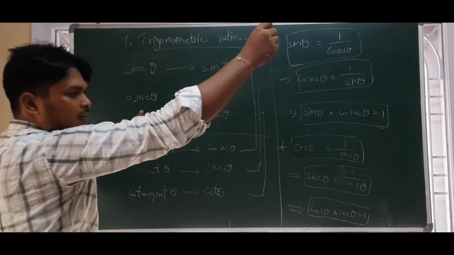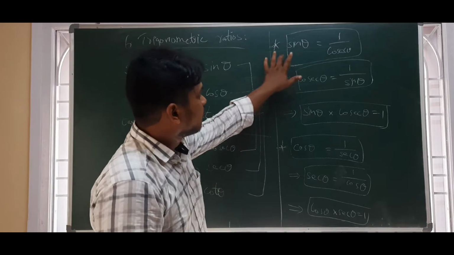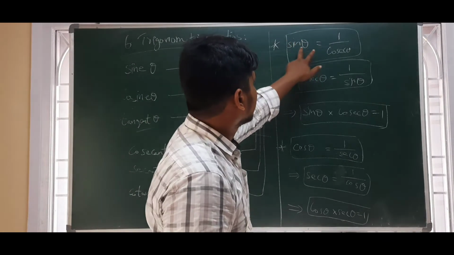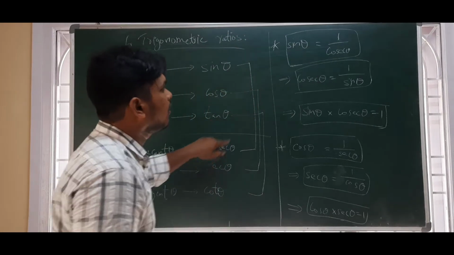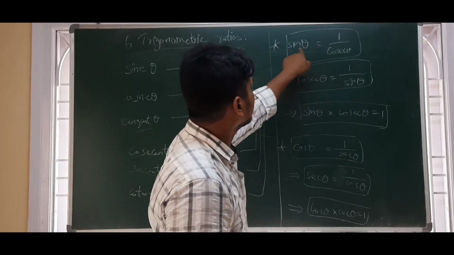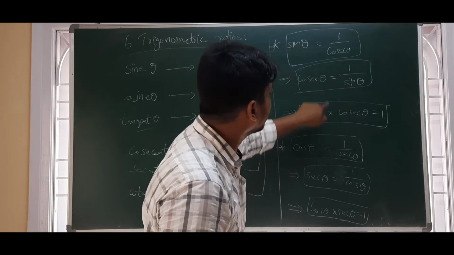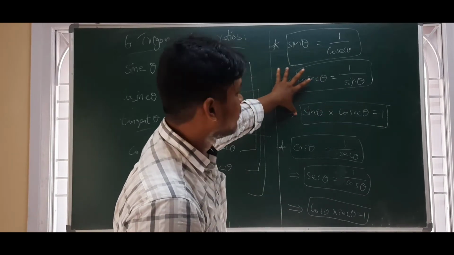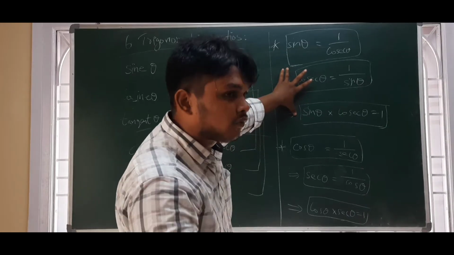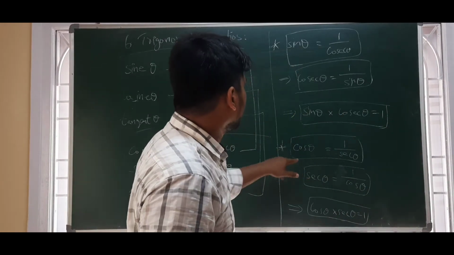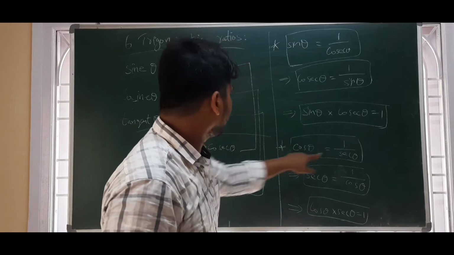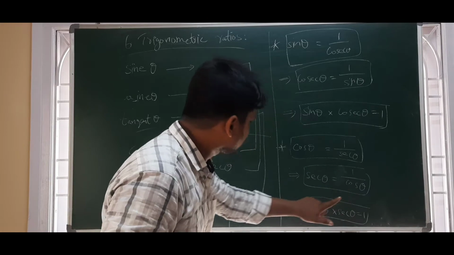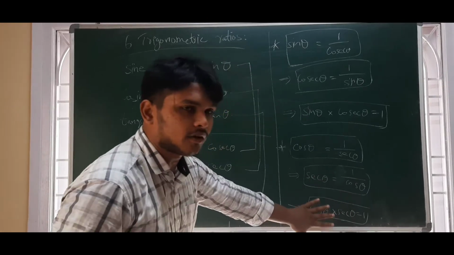These are the different formulas obtained from one another. Once again I repeat, sin is 1 by cosecant, the reciprocal. Similarly, from this, cosecant is equal to 1 by sin, and sin into cosecant is equal to 1. These are the first three formulas which obtain from one another. Now, cos is equal to 1 by secant. Similarly, from this, secant is equal to 1 by cos, and cos into secant is equal to 1.